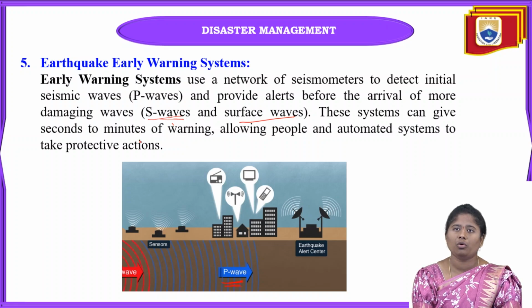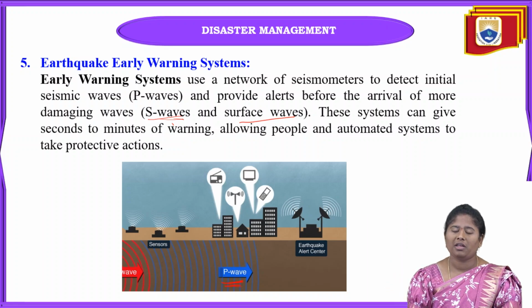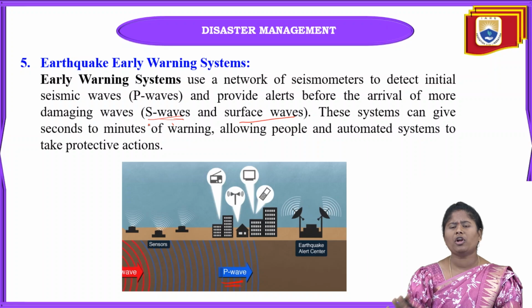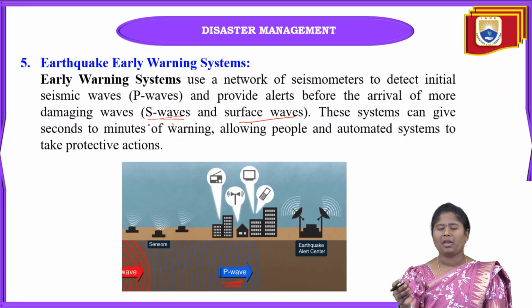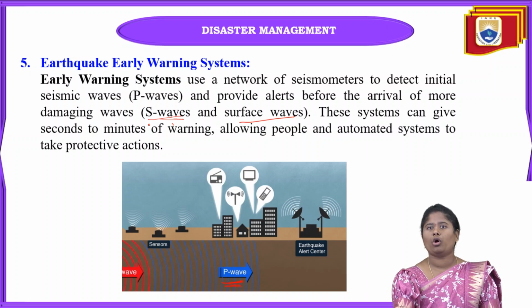This system can give seconds to minutes of warning to the people present in that area. Due to these waves that go to the sensors, they will also alert the earthquake center, and they will take protective actions on how to protect the people from that region. They will come to know due to these P waves and also S waves. They will provide the alerts to the overall earthquake alert center also. They will evacuate the people who are present in that area. This is about the earthquake early warning systems here.